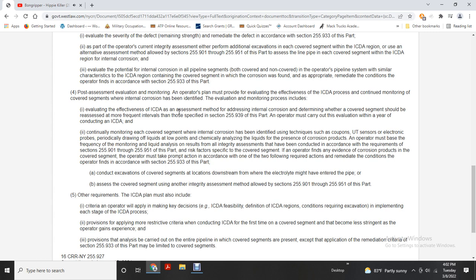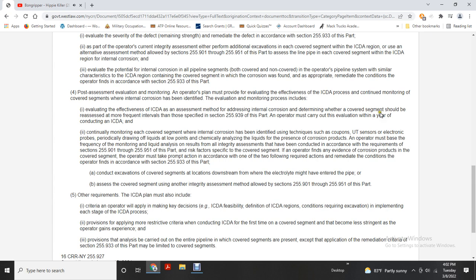Post-assessment evaluation and monitoring plan. The operator's plan must provide for evaluating the effect of the internal corrosion direct assessment process and for continued monitoring of covered segments with internal corrosion identified. The evaluation and monitoring process includes evaluating the effectiveness of the internal corrosion direct assessment method, and determining whether the covered segment should be reassessed at more frequent intervals than those specified in section 192.939 of this part.